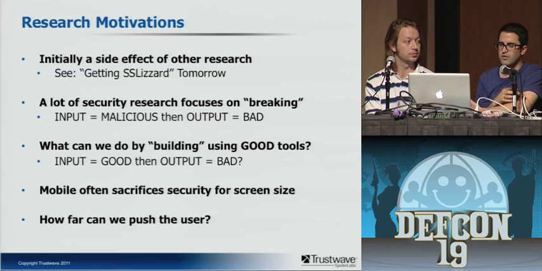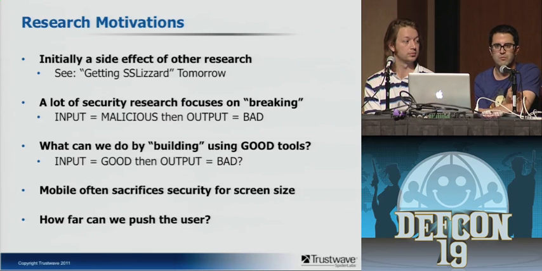But basically, a lot of research focuses on breaking things. So you want to find some malicious input that's going to cause some bad result. And so the input's malicious, the output's bad, and that's a lot of what happens in our industry. But we wanted to raise the question and go down the path of saying, what can we do by using good building blocks, good tools, approved, valid APIs? And could the output be bad? And so that was really a big driver in the motivation.